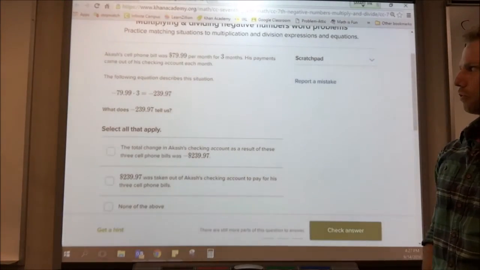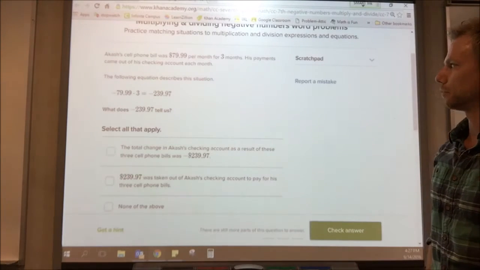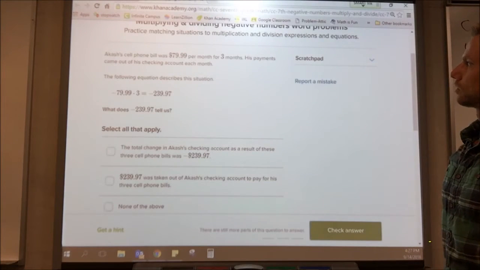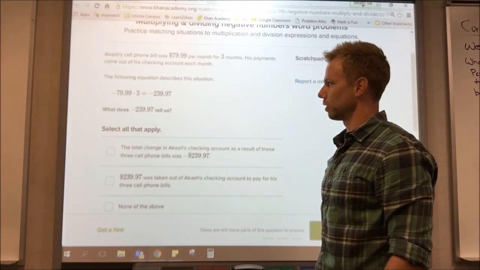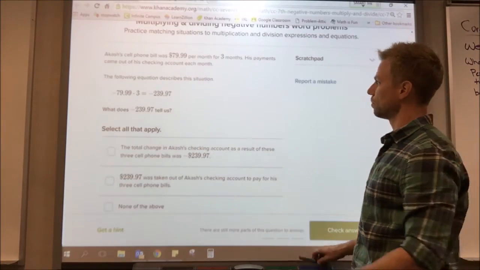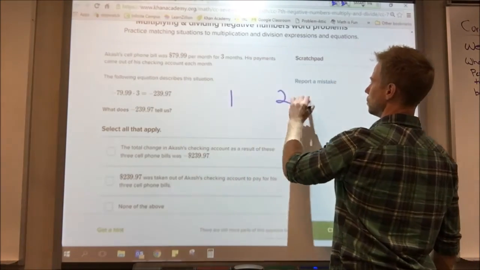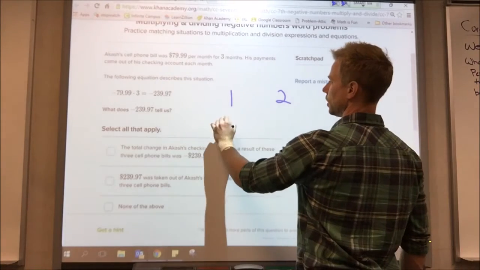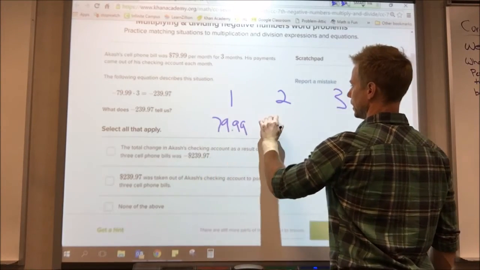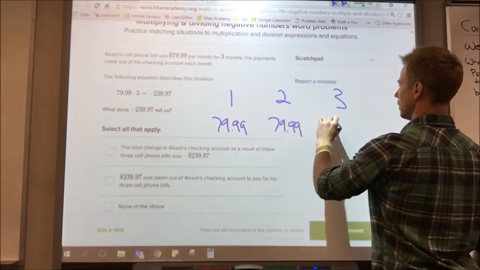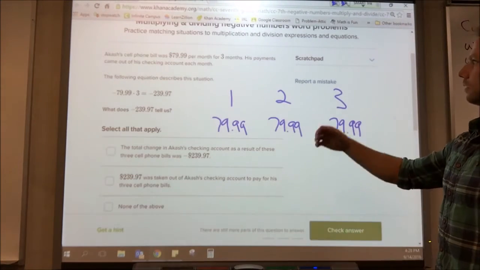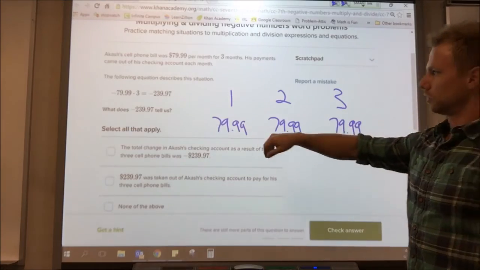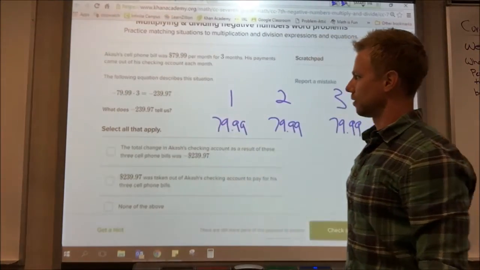Cash's cell phone bill was $79.99 per month for 3 months. His payments came out of his checking account each month. The following equation describes this situation. Okay, so we have 3 months: 1, 2, 3. Each month it was $79.99. So we multiply that by 3.